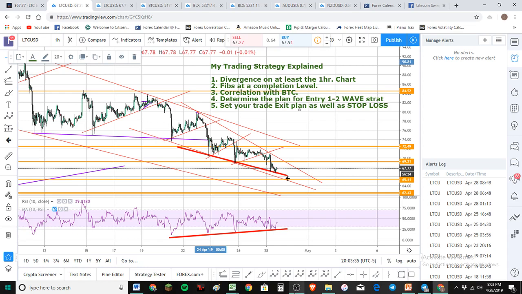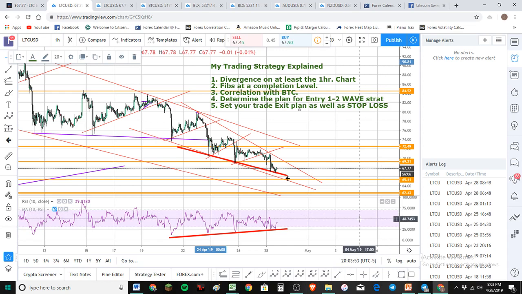I see a trade setting up now, and so I want to share it with you. Even though I think we have more down movement to come in Litecoin, I think there's going to be a temporary, good little trade set up for me, and so I'm going to show it to you using my rules. So here we go. We are looking at Litecoin right now. I am trading Litecoin.